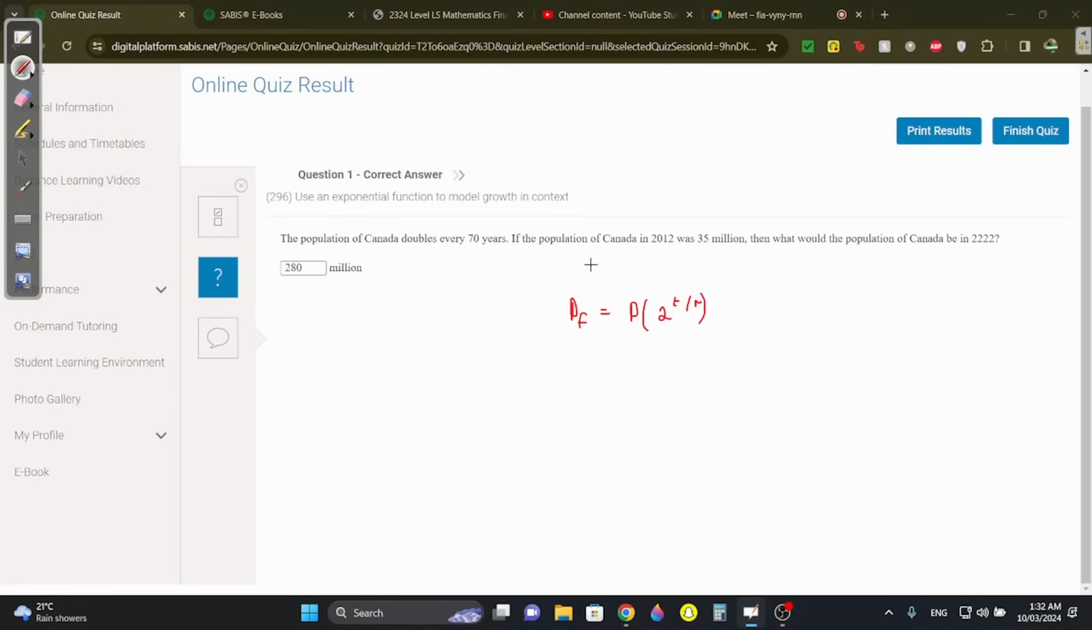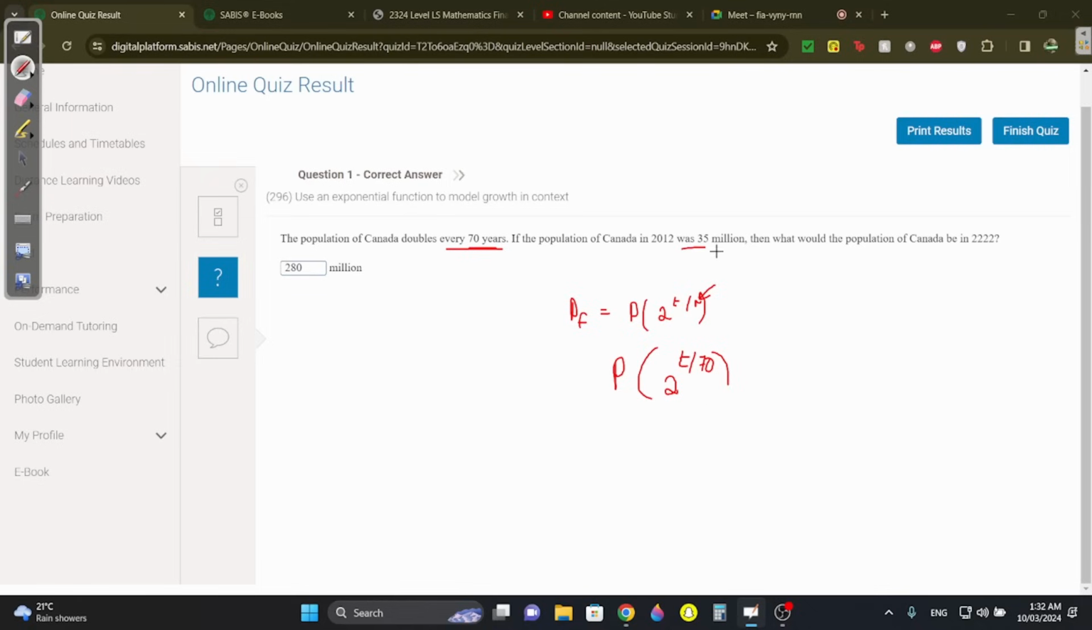The time in this case, if it's every 70 years, that means the rate is every 70 years. So time divided by 70, like this. This is how you write it. But the original equation is initial population times 2 to the power of the time divided by 70, because that's the rate, every 70 years.